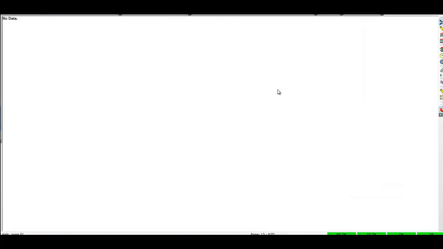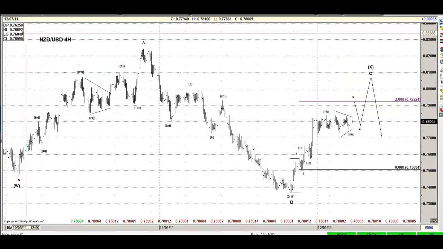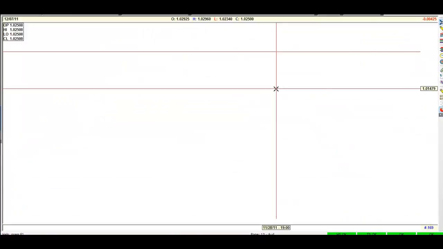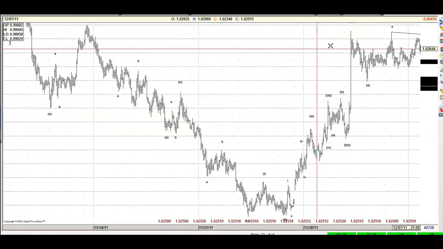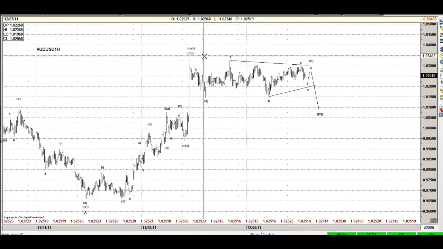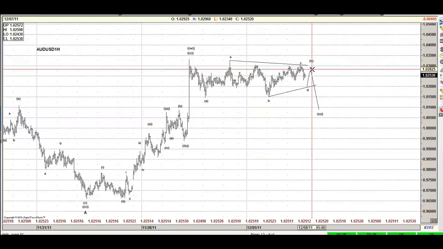New Zealand, it looks like it's still within the wave 4 triangle consolidation there and should bust higher. Aussie is kind of a 50-50 proposition in my view. Why? Because you can call it a B-wave triangle when you have A and then you have A, B, C, D, E.